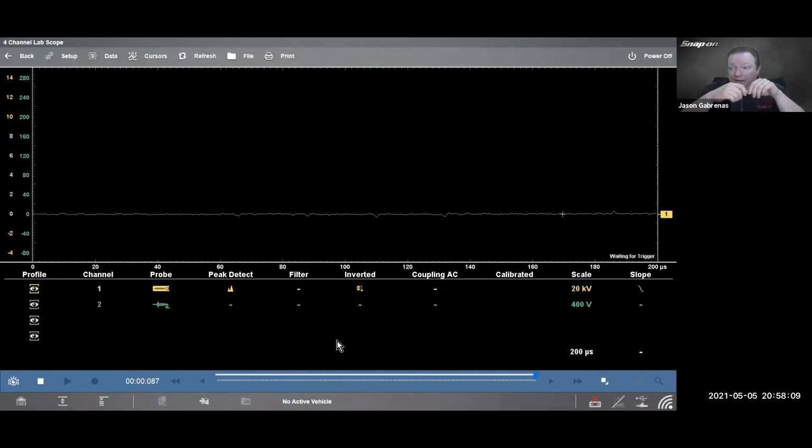So the one that you want to hook up on the ground lead is going to be the black one without the extra thing on the top. So it's just a flat top on the 90 degree. That is the actual ground cable. So that will ground it.